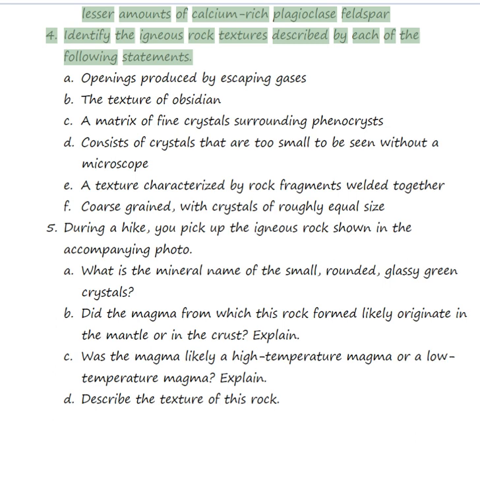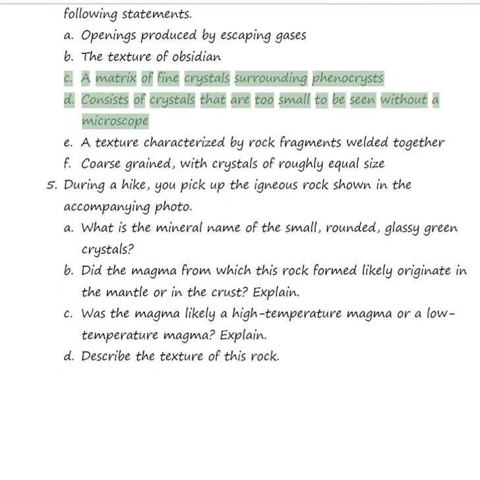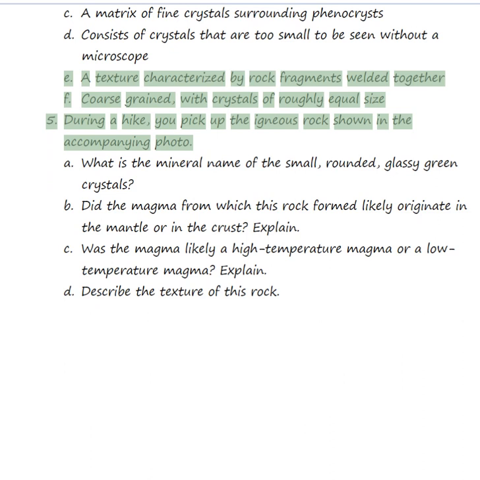4. Identify the igneous rock textures described by each of the following statements. A. Openings produced by escaping gases. B. The texture of obsidian. C. A matrix of fine crystals surrounding phenocrysts. D. Consists of crystals that are too small to be seen without a microscope. E. A texture characterized by rock fragments welded together. F. Coarse-grained, with crystals of roughly equal size.